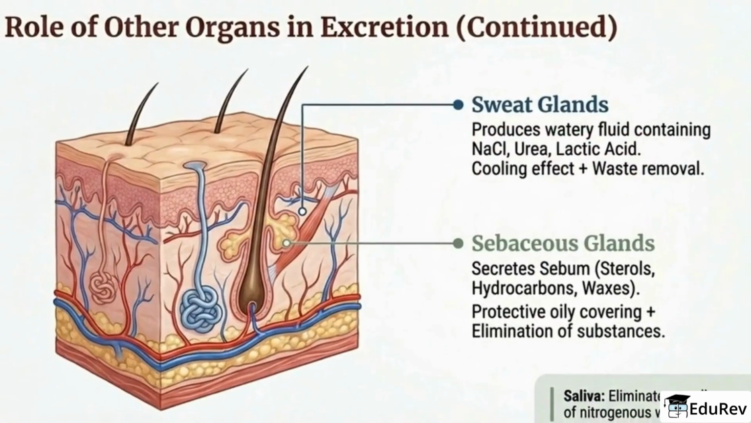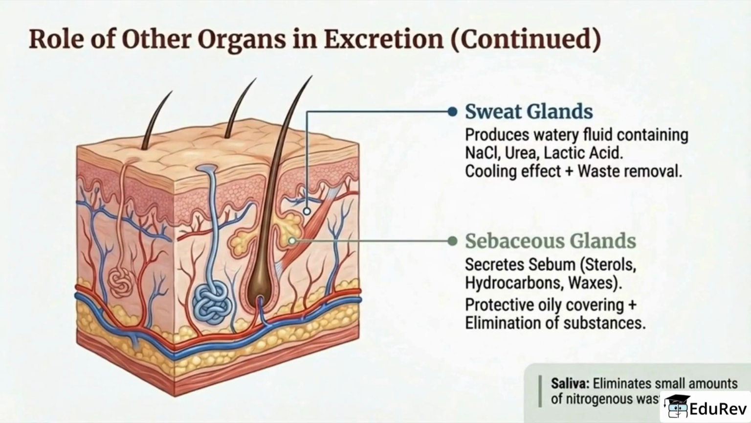The skin and associated glands also help eliminate wastes. Sweat glands produce a watery secretion containing sodium chloride, small amounts of urea, and lactic acid, which both cool the body and remove solutes. Sebaceous glands secrete oily substances like sterols and waxes that provide a protective covering and can carry away some lipid-soluble wastes. Saliva removes trace amounts of nitrogenous compounds as well.